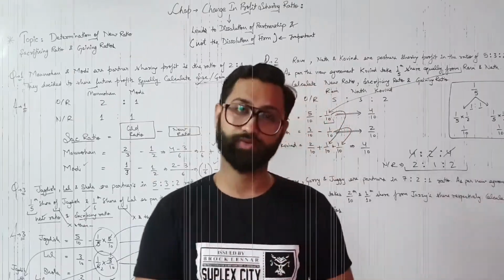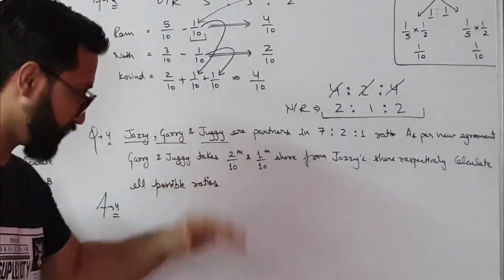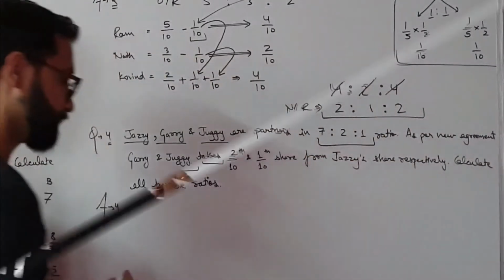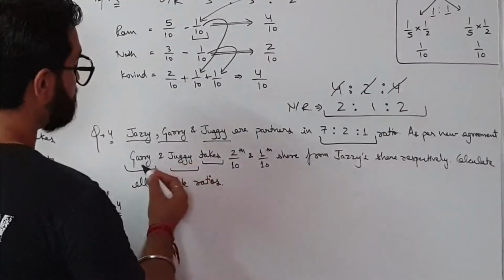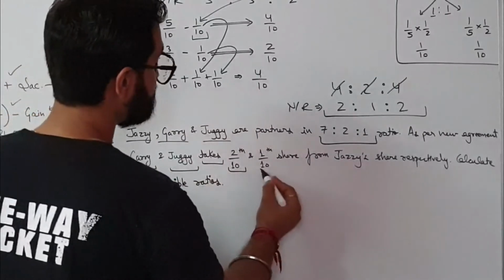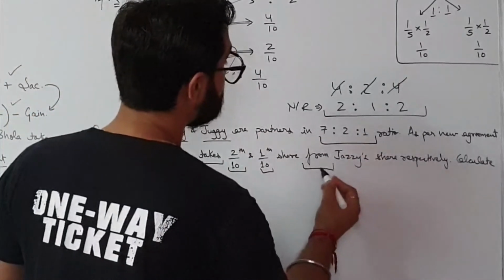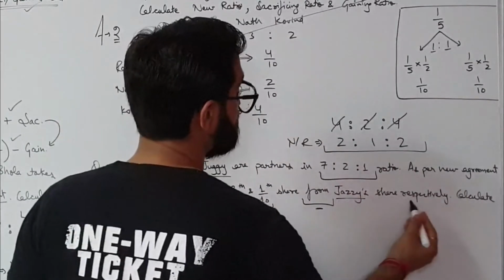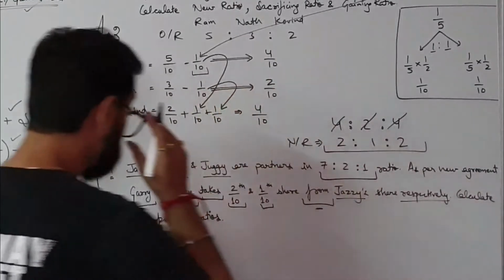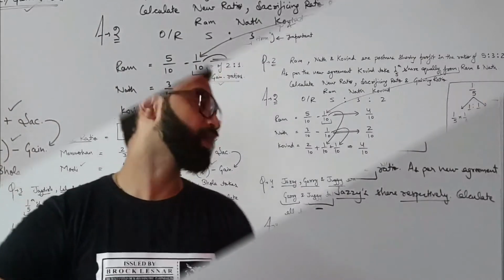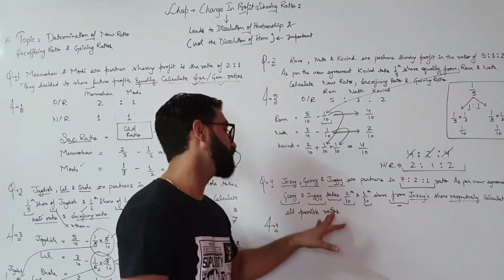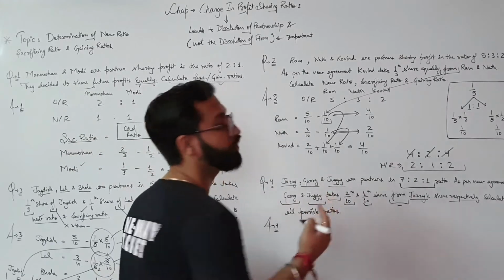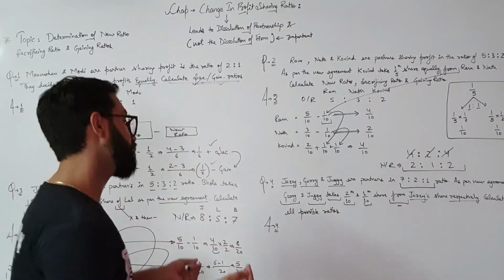Now the last question. Jazzy, Gary and Jaggi are partners sharing profits in the ratio of 7 is to 2 is to 1. As per the new agreement, Gary and Jaggi take 2 by 10th and 1 by 10th share from Jazzy's share respectively. From means direct reduction. Calculate all possible ratios. In this question, they have said to calculate all the possible ratios. So first we will calculate the new ratio, then the sacrificing ratio, then the gaining ratio.